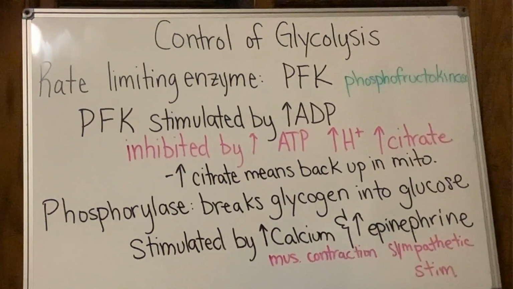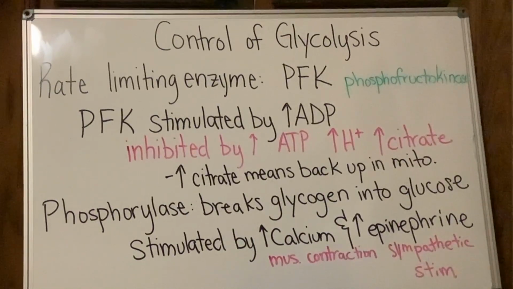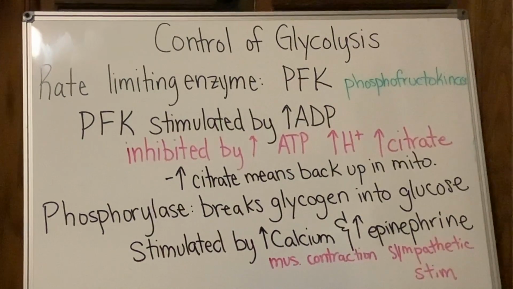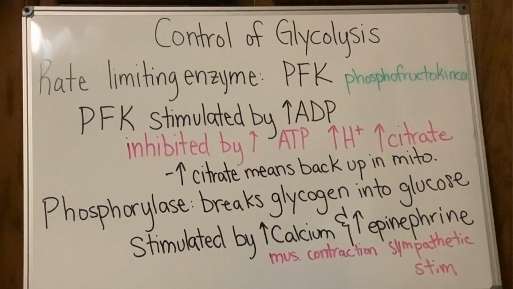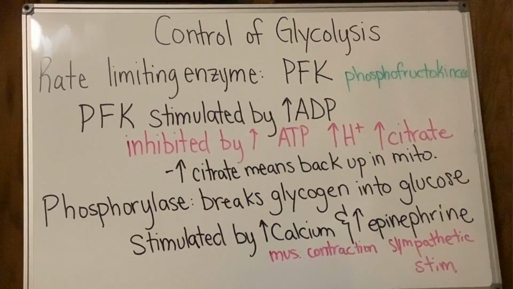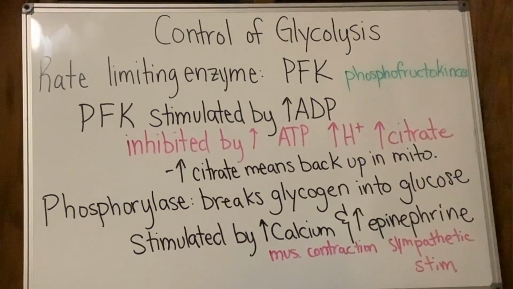On the previous slide, we talked about how pyruvate can enter into the mitochondria during slow glycolysis and is converted into acetyl-CoA to enter into the Krebs cycle. Acetyl-CoA is then converted into citrate. If there's an increase in citrate, that means there's a backup of byproduct in the mitochondria, and if PFK continues to create pyruvate, it will be immediately turned into lactate.